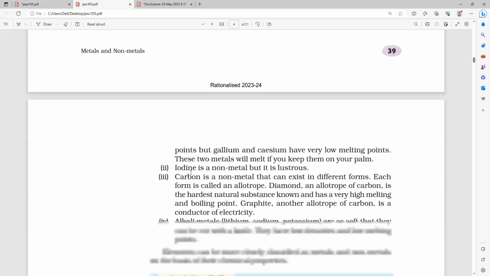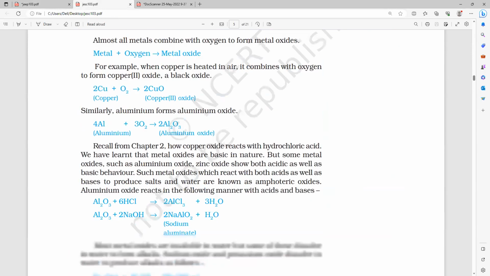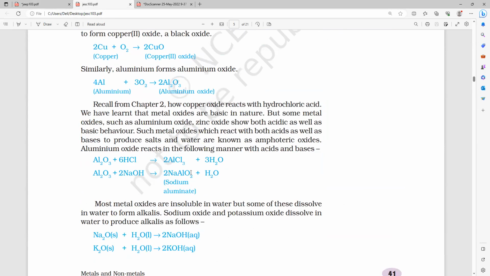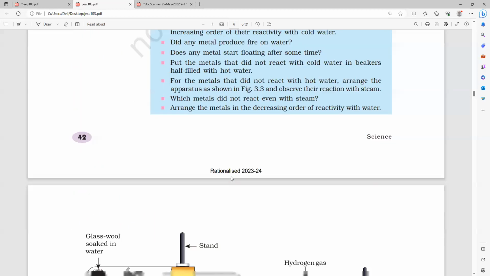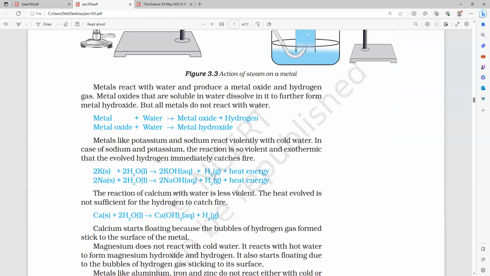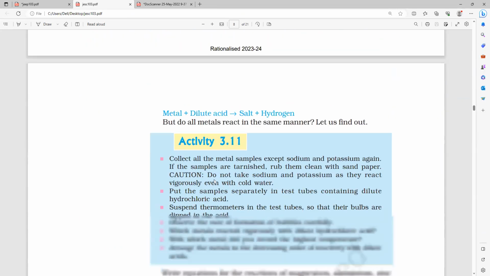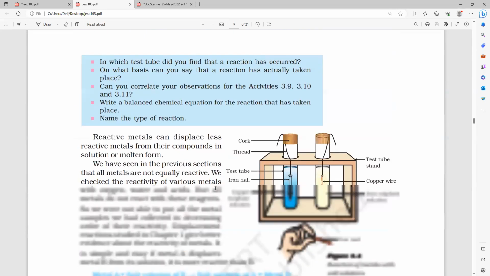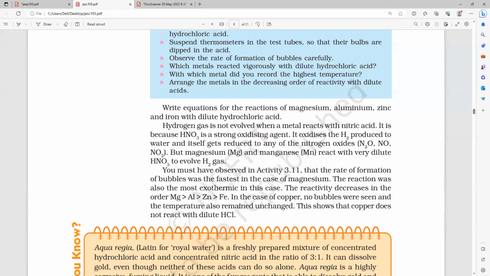So reacting with the metals, you can notice it, chemical properties. Oxygen, water, acids. So acids, let it come. But magnesium and manganese react with very dilute HNO3 to evolve hydrogen gas. So that is what it is. So now the answer is here.